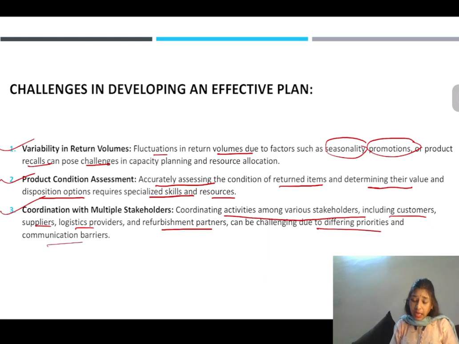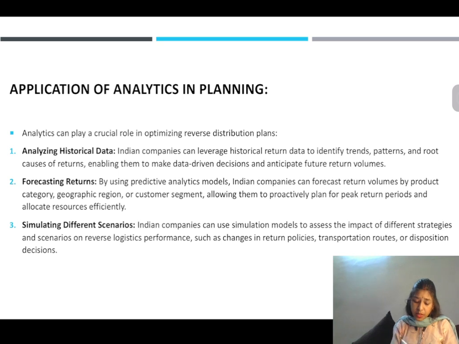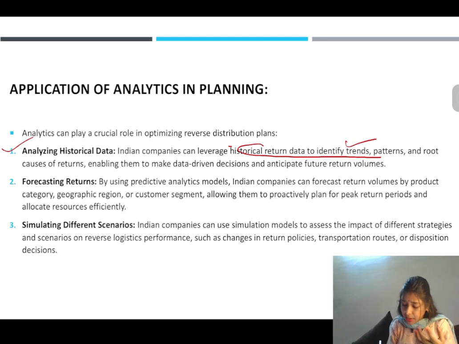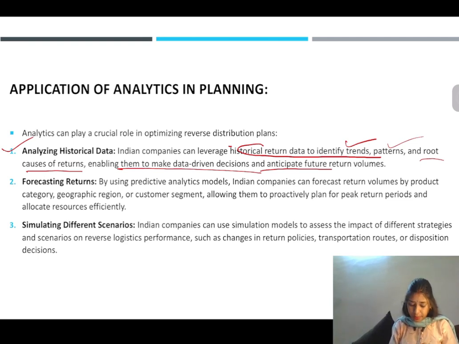Okay, for the organization. So these are the various challenges related to the reverse distribution plan for the organization, and how it can use data analytics in planning and to meet these challenges. So what they can do is analyze the historical data. They can collect the historical data of the company and of the customers, to identify the trend, which product or in which season there are more returns, which types of products are returned more, and the root causes of the returns, enabling them to make data driven decisions. Okay, and anticipate the future return volumes, right?